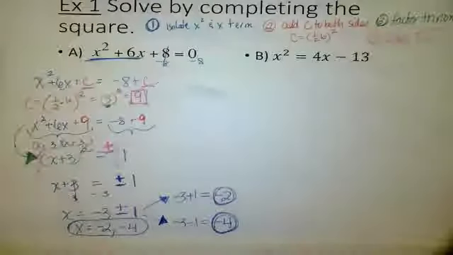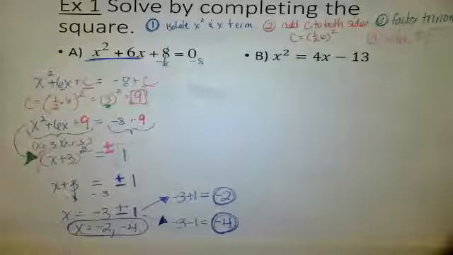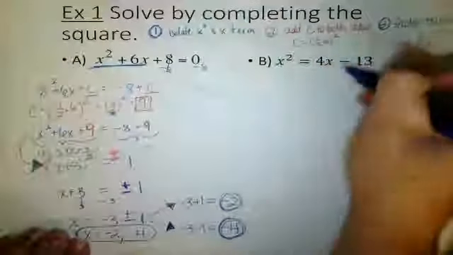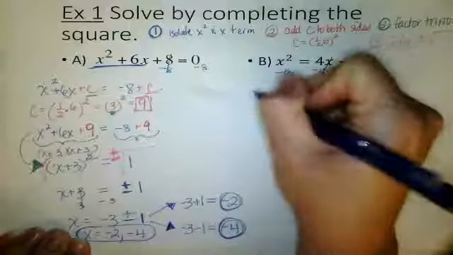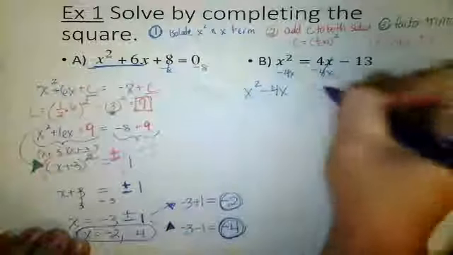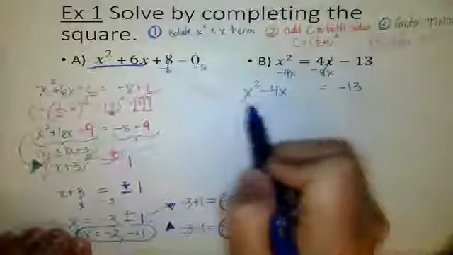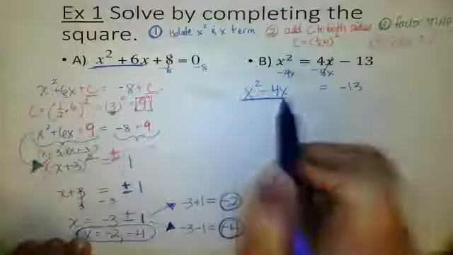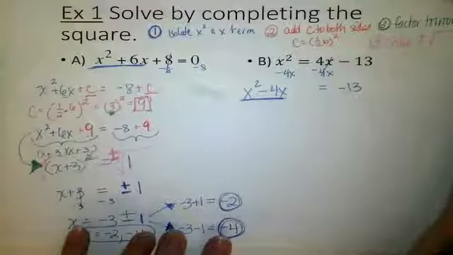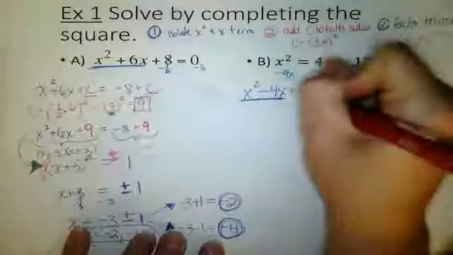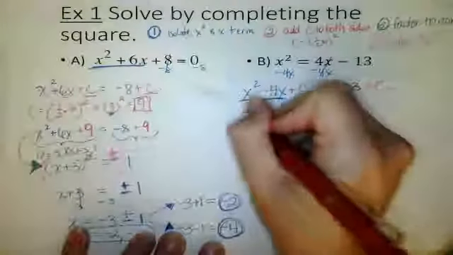All right, letter B, we've got x squared equals 4x minus 13. This one's in a different order. What do we need to do? Subtract 4x, because we want the x squared and that x term on the same side. So I'm going to move it over and give myself some room here. So I want my x squared and my x term on the same side. And then what's the second step? Add c to both sides. We're going to figure out what c is.